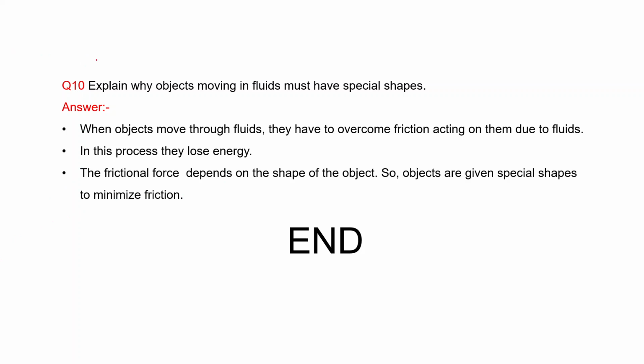Explain why objects moving in fluids must have special shapes. When objects move through fluids, they have to overcome friction acting on them due to fluids. And in this process, they lose energy. To minimize this loss of energy, these objects should be given special shapes. The frictional force depends on the shape of the objects. So objects are given special shapes to minimize friction.